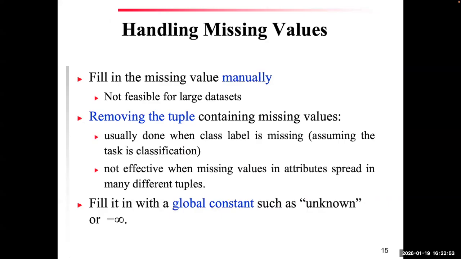But if you have many rows with missing values and you have lots of attributes, then it's very dangerous because you are losing a lot of information. And another way to handle missing values. I didn't mention filling the missing values manually because in most cases, especially for large data sets, this is just not feasible.